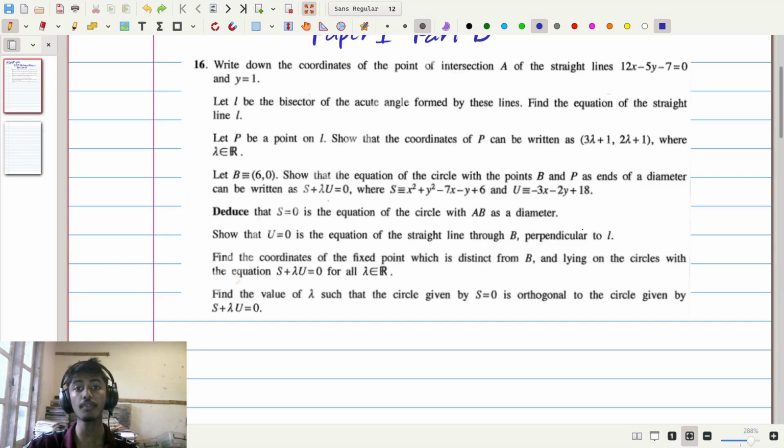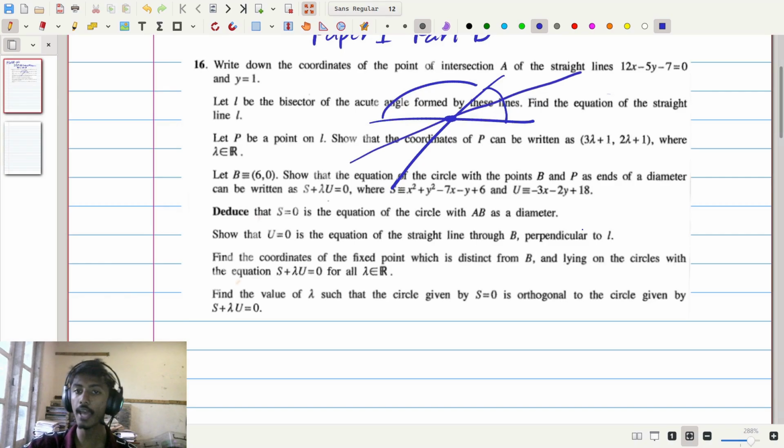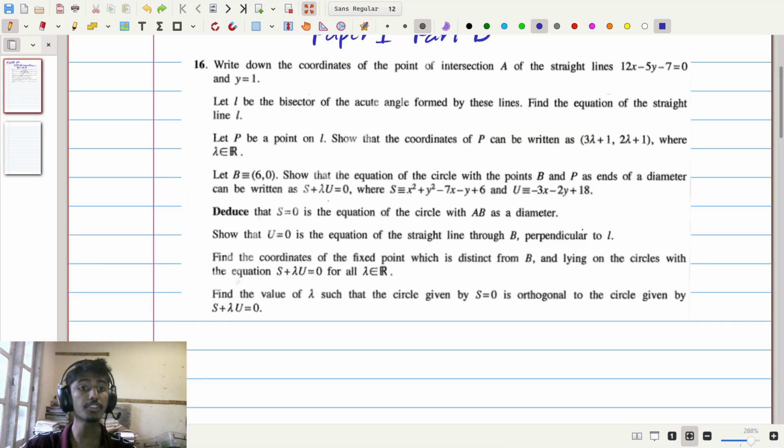So we have to find the coordinates of the intersection point of these two lines. After that, the question says, let L be the bisector of the acute angle formed by these lines. When you have these two lines, they intersect at a point, and there are two angles, an acute angle that's less than 90 degrees and an obtuse angle that's greater than 90 degrees. It is possible that these two angles are equal and both 90, but that will only happen if the two lines are perpendicular, which in this case they are not. So L is the bisector of the acute angle, and we are asked to find the equation of the straight line L.